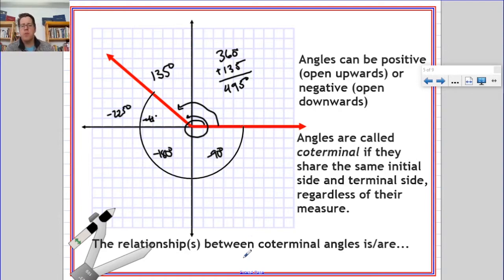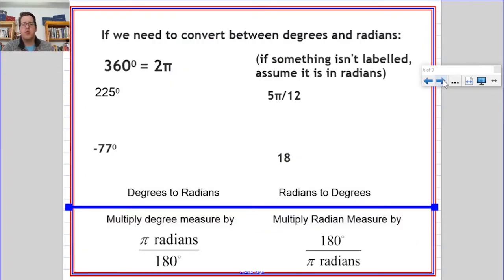So the relationship between coterminal angles is that they are related by addition or subtraction of 360 degrees, or one full way around the circle. If you need to convert between radians and degrees, remember that 360 degrees was 2 pi radians, which means that there is 1 pi radian per every 180 degrees.